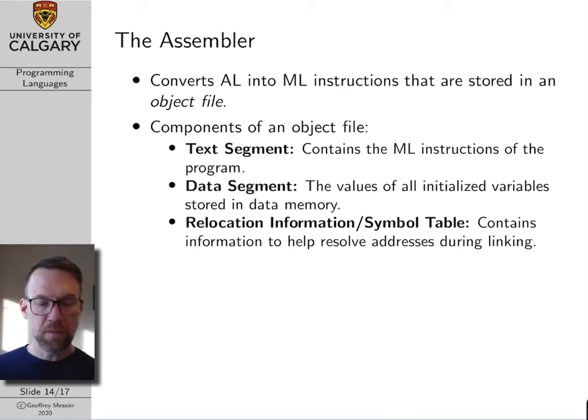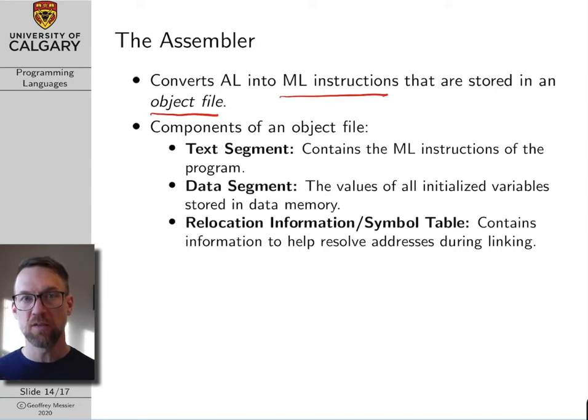Now, the assembler then is responsible for taking the assembly language produced by the compiler and translating it into the actual machine language instructions that will run on the processor. And the output of an assembler is stored in what's known as an object file. And so an object file is a binary file that literally contains a whole bunch of binary machine language instructions.